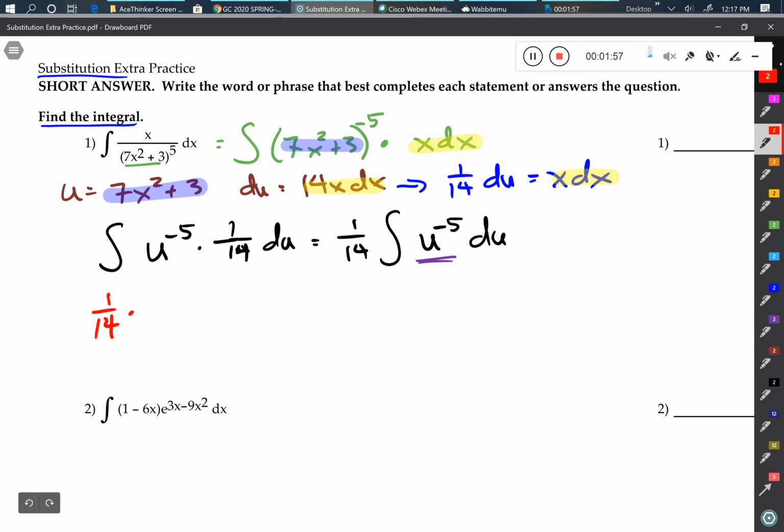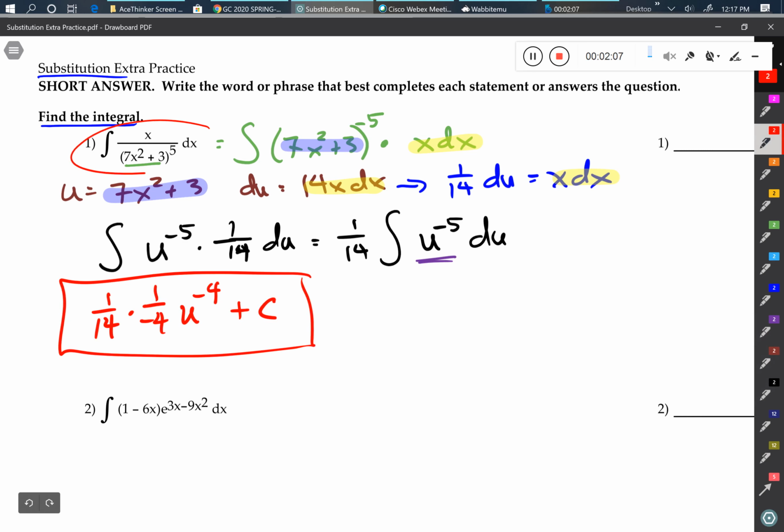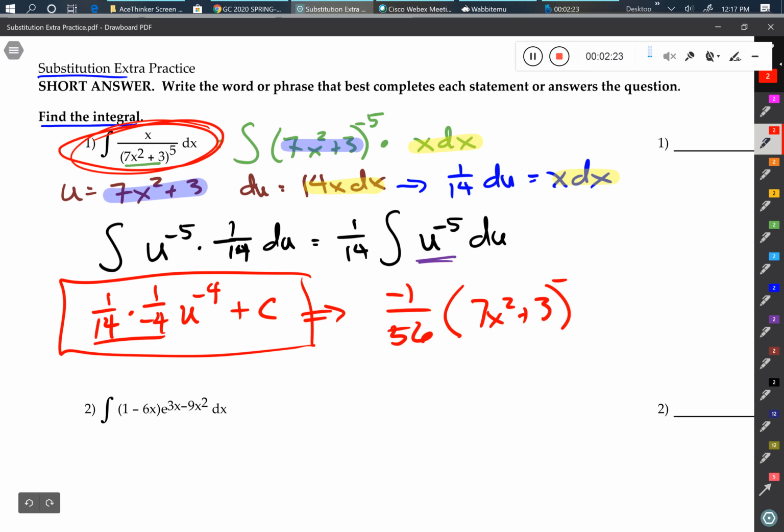1/14 times, add 1 to the exponent, that is negative 4, so u^(-4), and 1 over negative 4 goes out in front, and of course plus c. I might be tempted to leave it like this, but it's not correct. The problem started as an indefinite integral with x's. It needs to end with x's, so I'm going to do a back substitution. I'm also going to clean this up. 4 times 14 is 56, so negative 1 over 56 times the quantity (7x^2 + 3)^(-4) plus c. And there's my problem solved using substitution.